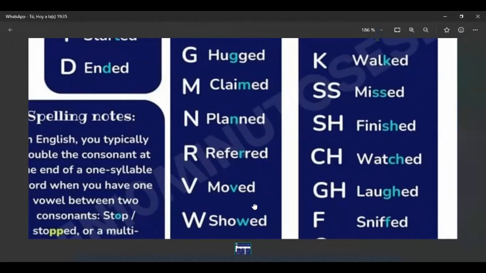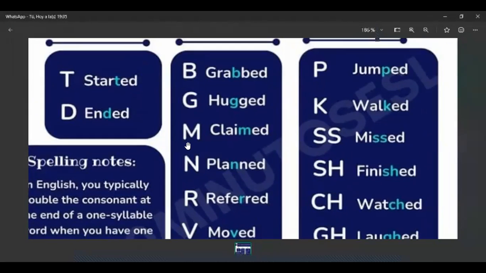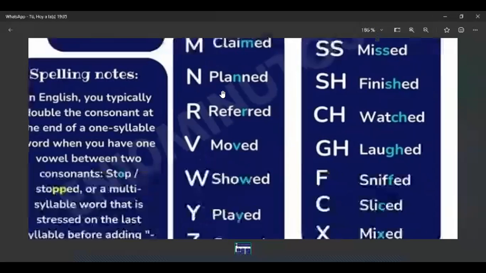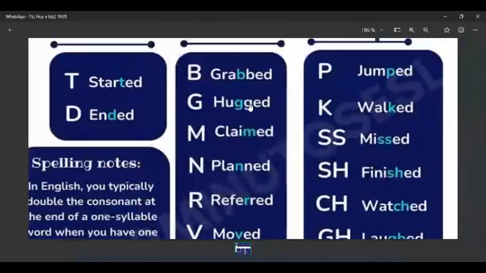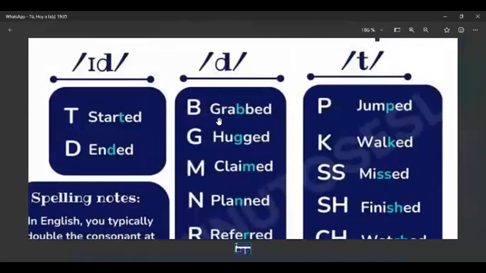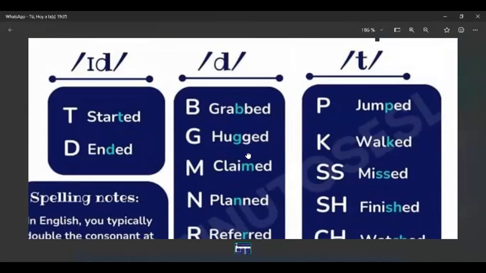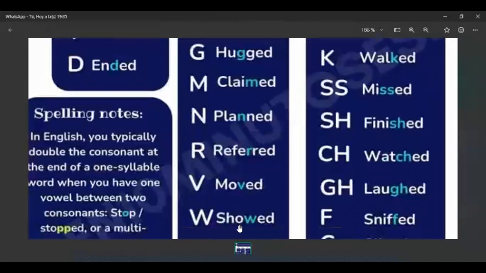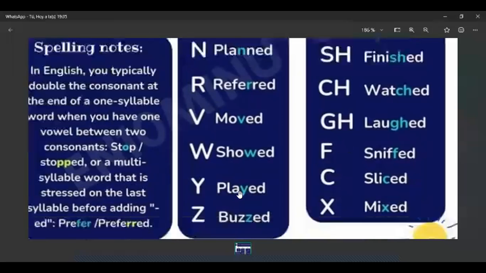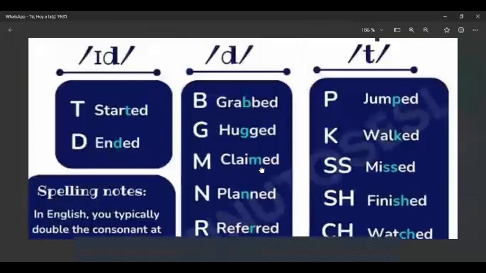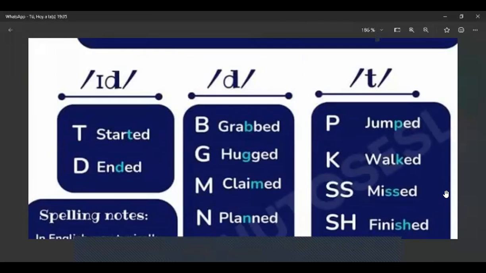Si la letra antes de la E es una B, una G, una M, una N, una R, a letter B, W, Y, or C, esta ED, entonces usted la va a pronunciar como una extra D. Por ejemplo, grab, grabbed. Hug, hugged. Claim, claimed. Plan, planned. Referred. Move, moved. Show, showed. Play, played. ¿Verdad? ¿Está claro? Esto solamente es de los verbos regulares, la terminación de la ED ending for regular verbs.